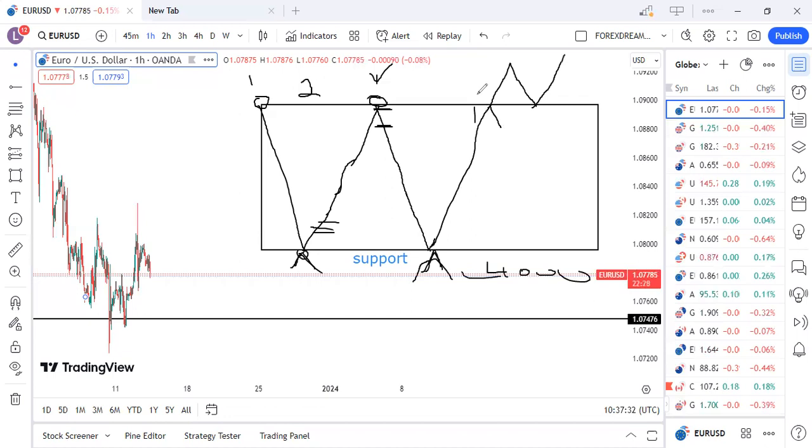Here, specifically, we have the flip area, or the flip zone. Why did I call it a flip zone? We had a resistance here. The resistance was broken here. It became a support here. Therefore, what are we looking for here? A buy opportunity.